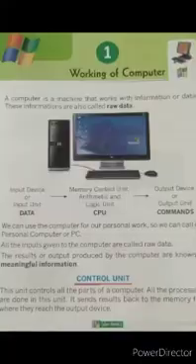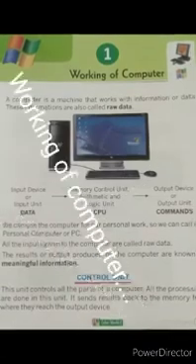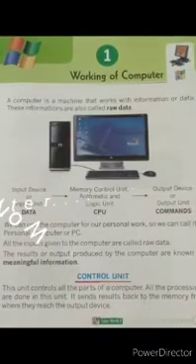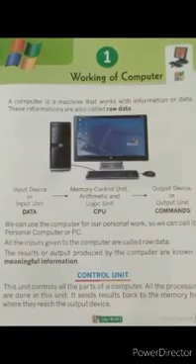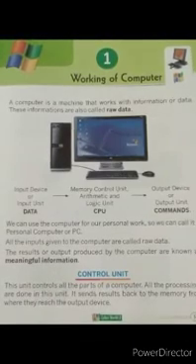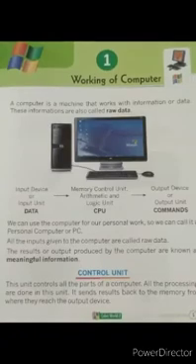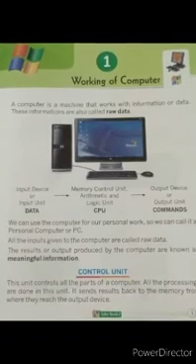Today we are going to learn about the first chapter of computer for class 2nd, that is working of computer. A computer is a machine that works with information or data. This information is also called raw data. We can use the computer for our personal work, so we can call it a personal computer or PC. All the inputs given to the computer are called raw data. The results or output produced by the computer are known as meaningful information.